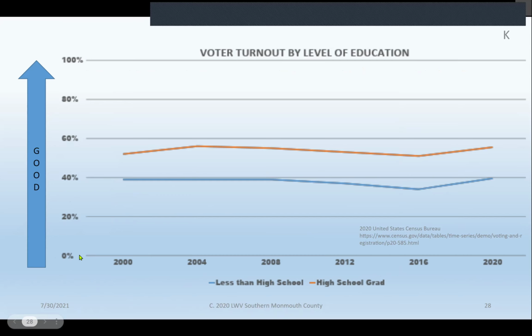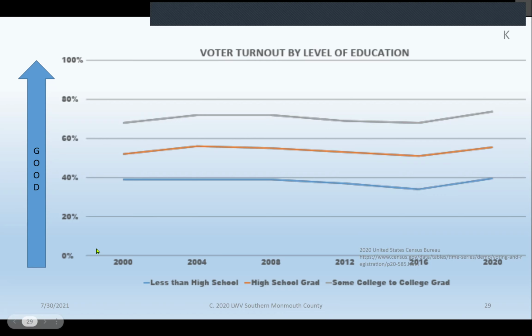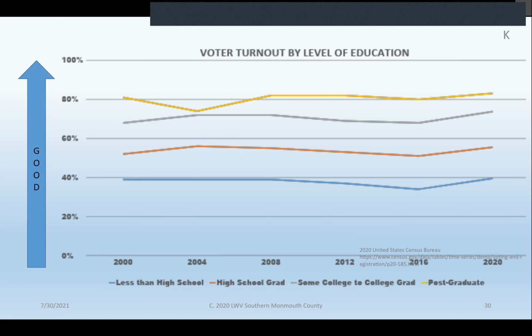This one includes high school, people who have graduated from high school, but not gone on to college. This line is people who have some college all the way up through a college degree, a BA or a BS. And this line includes those people who have some kind of postgraduate degree. So again, write down something that you can know for sure from these lines and one assumption that you might make.